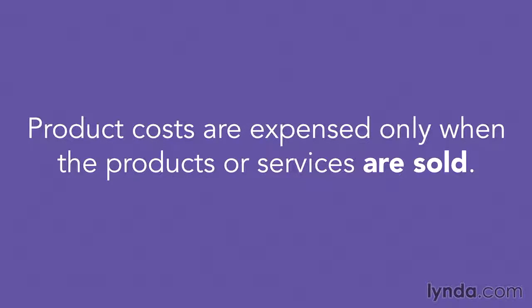The labels product and period stem from the procedure followed in reporting these costs as expenses on the income statement. Product costs are expensed only when the products or services with which they are associated are sold. For example, if Walmart sells 2/3 of the inventory it purchased during November, only the cost of the inventory sold becomes an expense on that month's income statement. The other third of the inventory remains an asset, that is, inventory, on the balance sheet.